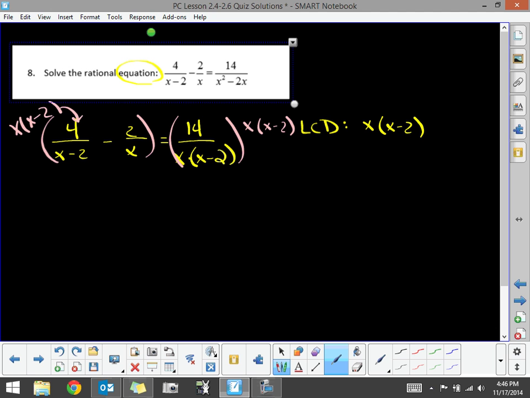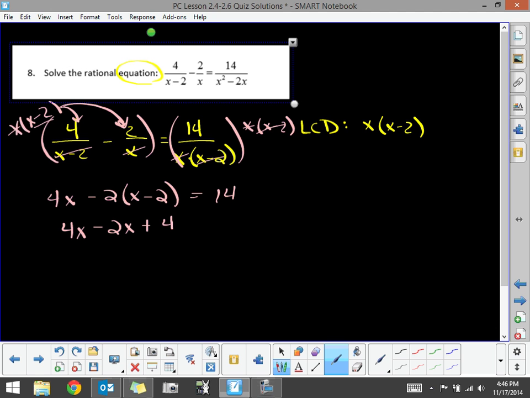When we distribute this to each of those, the first time the x minus 2 will cancel out with the x minus 2 there, so we'll be left with 4 times x. When I distribute to the next one, the x's will reduce, and all I'm left with is a negative 2 times x minus 2. And on the right-hand side, both the x and the x minus 2 are common factors, so they reduce and we just get 14. So now we're left with the equation 4x minus 2x plus 4 equals 14. This is 2x equals 10, which means x is equal to 5.